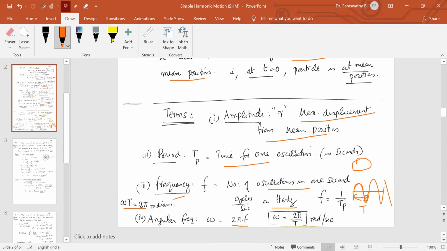So these are some equations which we have to use in numerical examples. In the next video, we'll see the numerical examples from simple harmonic motion. Thank you.